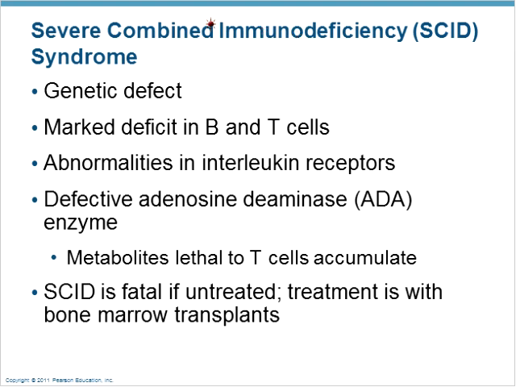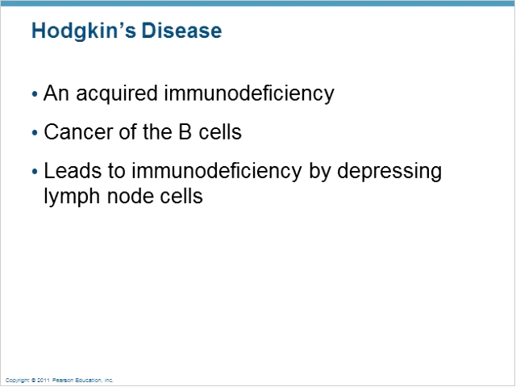So it's really important that it's identified early, but it's genetic. The thing I want you to leave with is that it's genetic in cause. It causes a detrimental effect on B and T cells. It causes abnormalities in the interleukin receptors. It causes a defective adenosine deaminase enzyme to be created, which is lethal to the T cell specifically, and so it's not conducive to living.